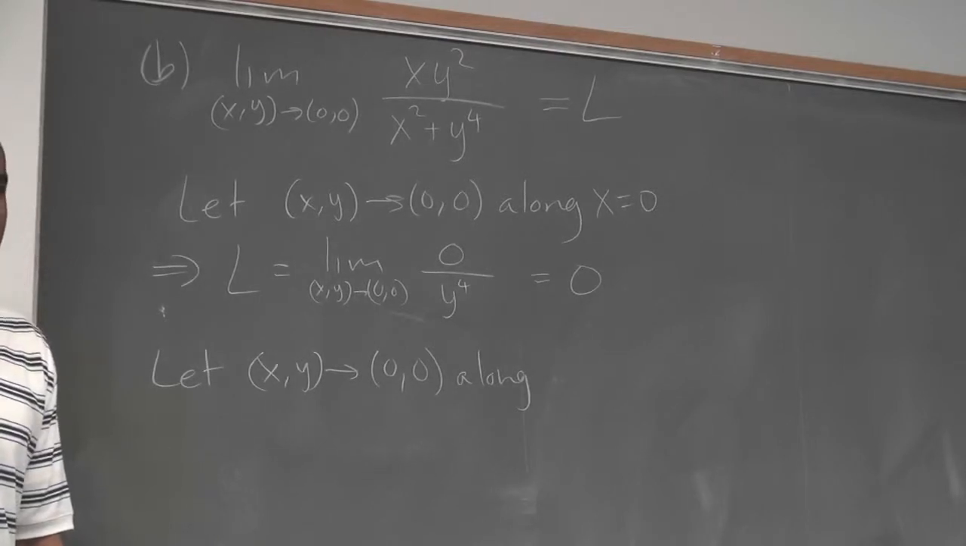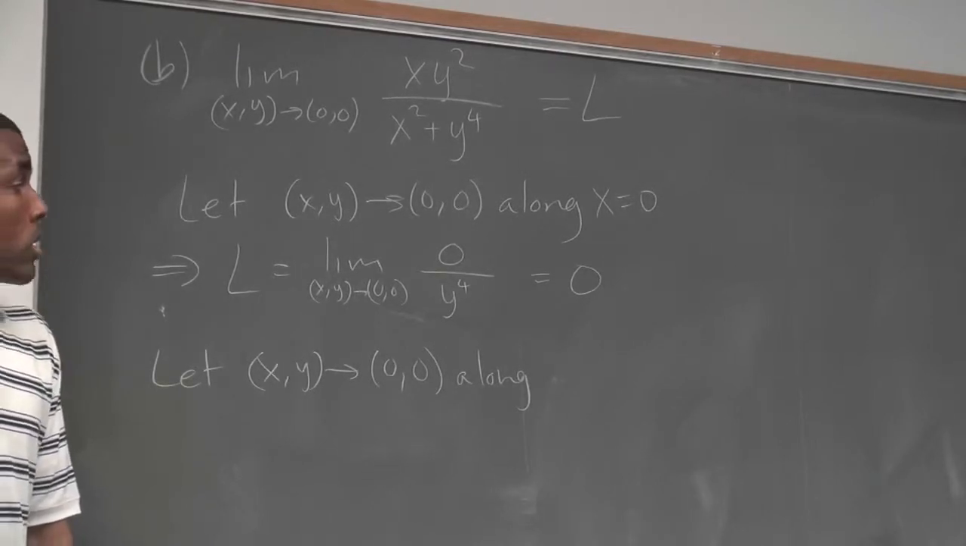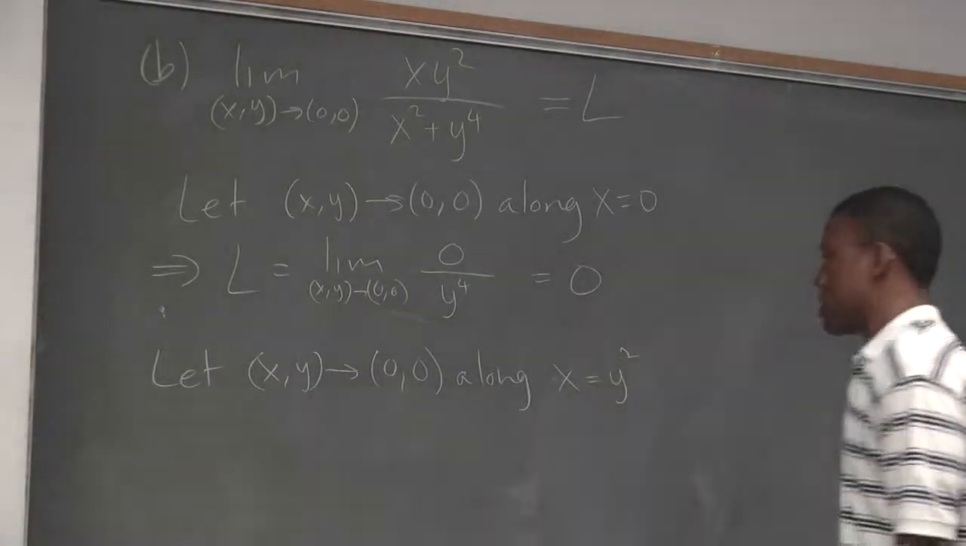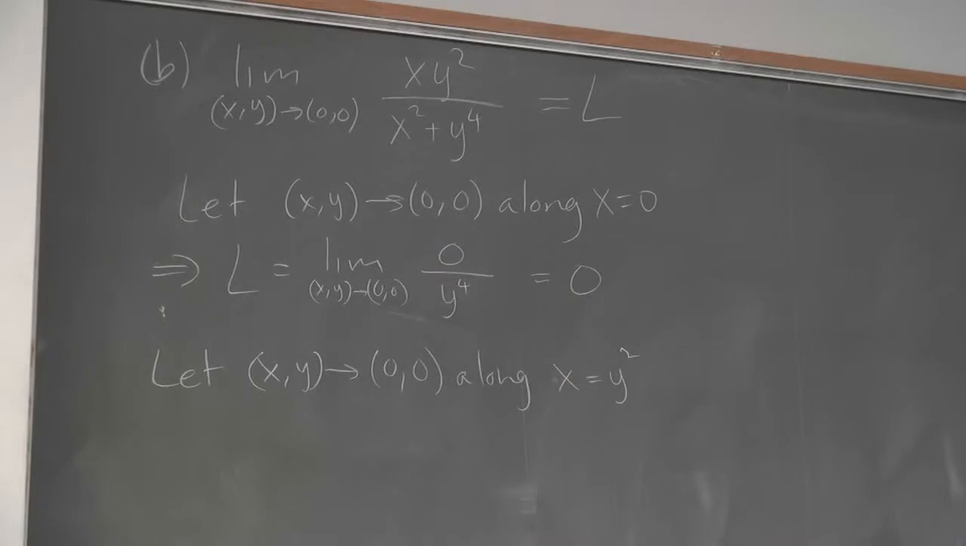Which one? x equals what? Okay, so let's see. x equals y squared. Does that go through the origin? Yes. x equals y squared looks like this, right? It passes through the origin along that path, right? So that does go through the point of consideration.